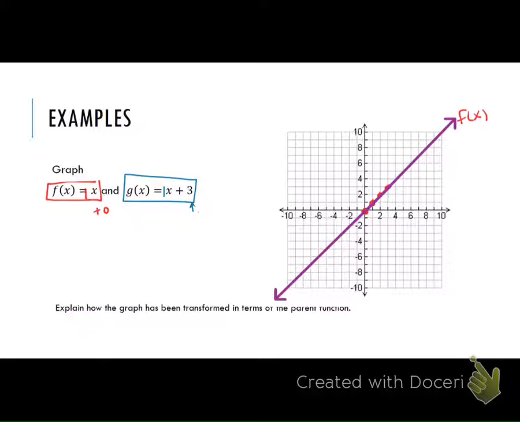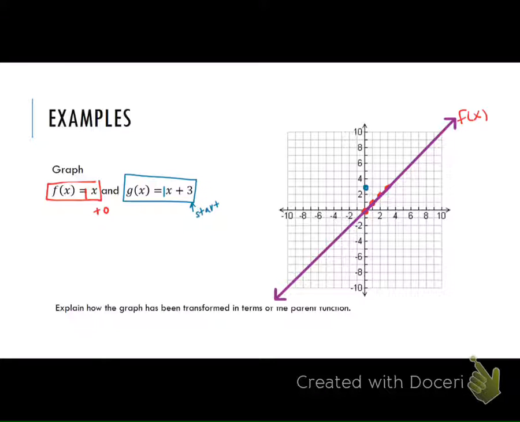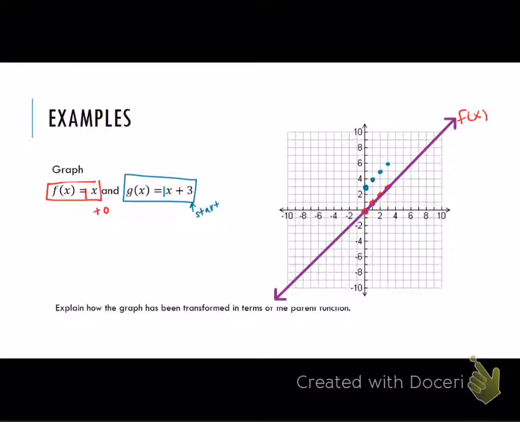So this one we start at 3, and our slope is a 1, so we go up 1 over 1. Somebody said something. What kind of lines are these? Parallel. They are parallel.